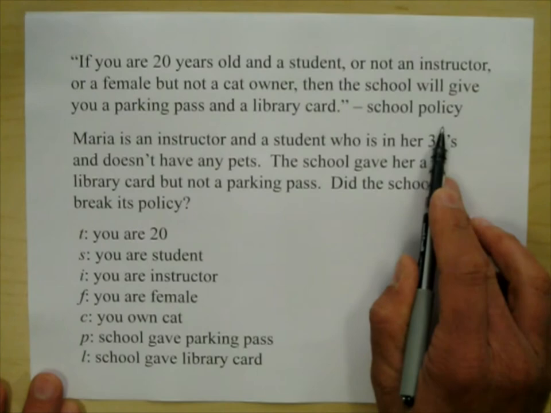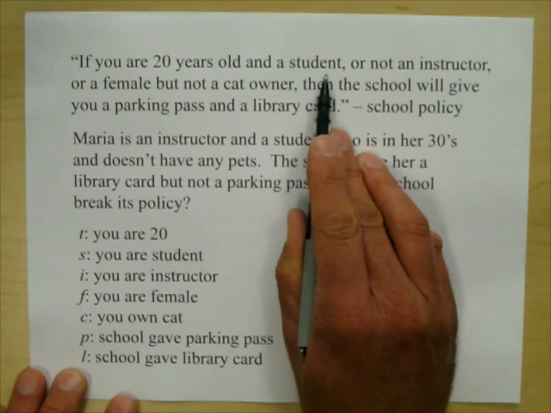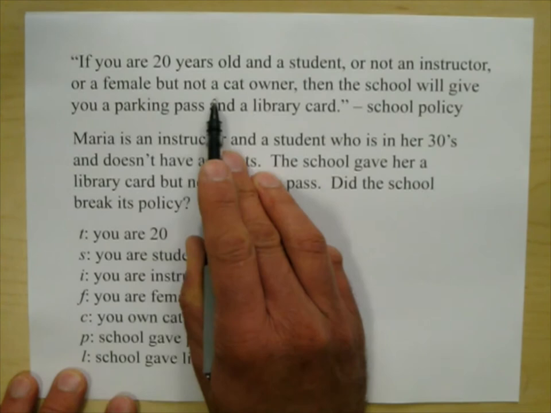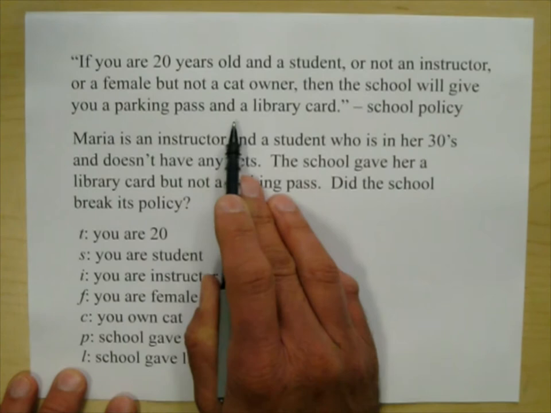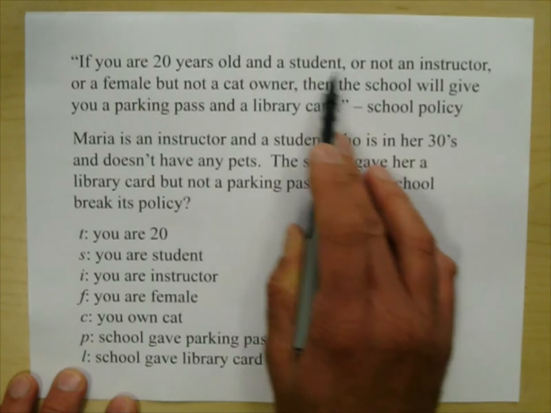If you are 20 years old and a student, or not an instructor, or a female but not a cat owner, then the school will give you a parking pass and a library card. So there's the school policy. I don't think it's really the school policy. I just made this up.